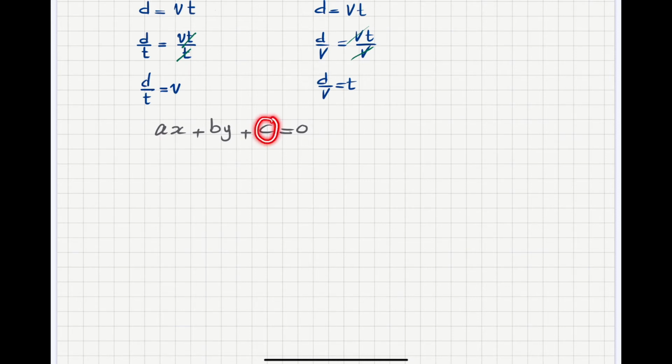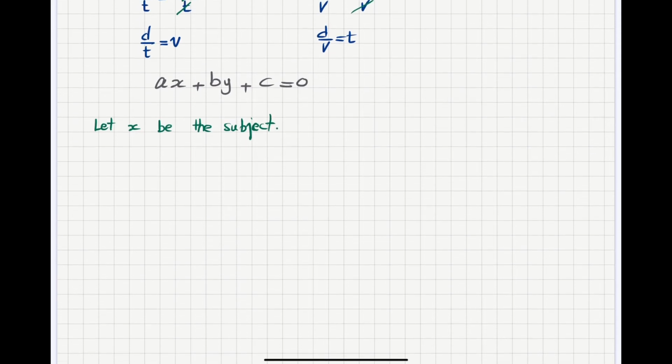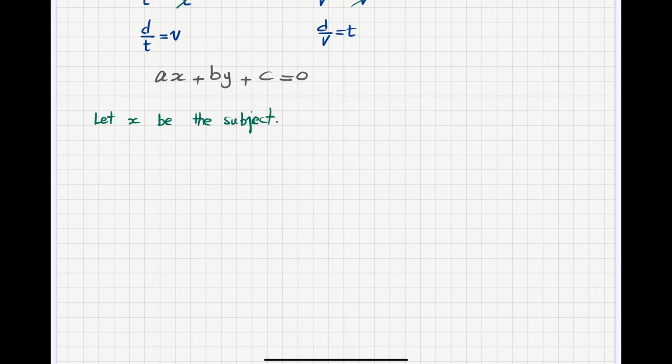You know, I have 1, 2, 3, 4, and 5 variables. If you want to make x the subject, it means that you need to find a way to make x alone. So let us make x the subject, okay? So let x be the subject. If x is the subject, what should I do? Help me to do that. What do you think I should do?